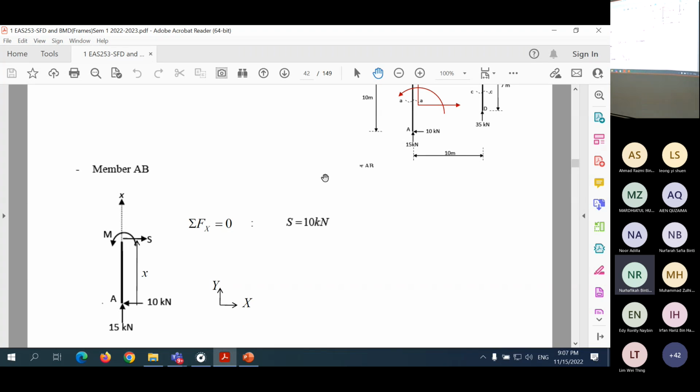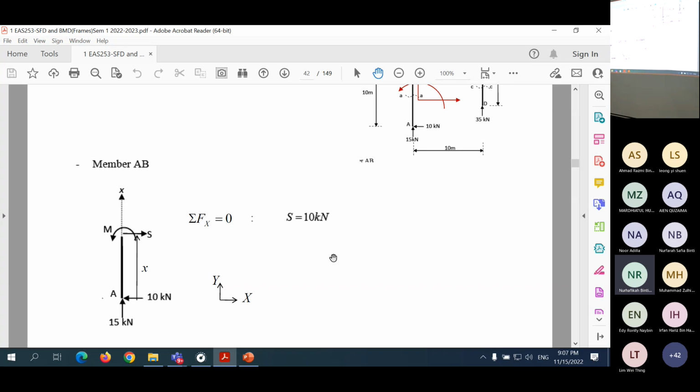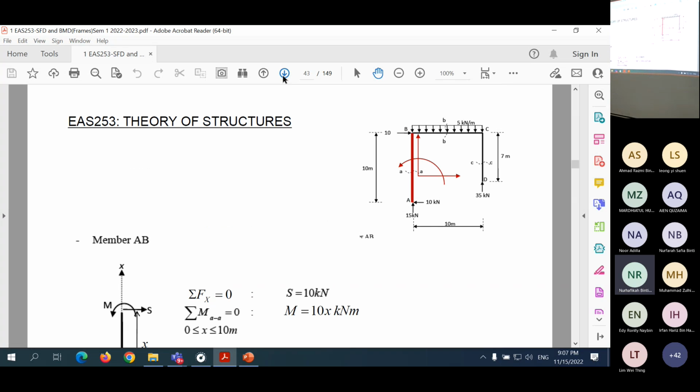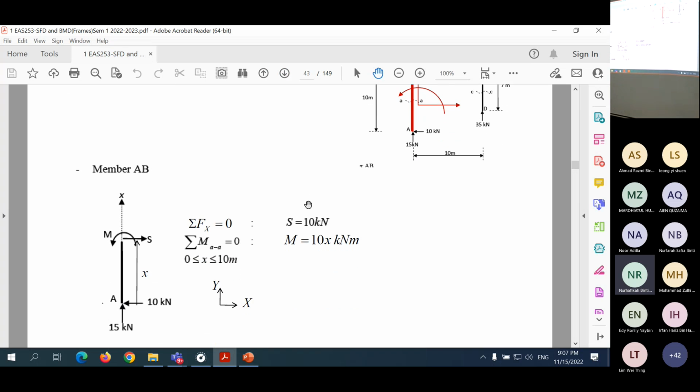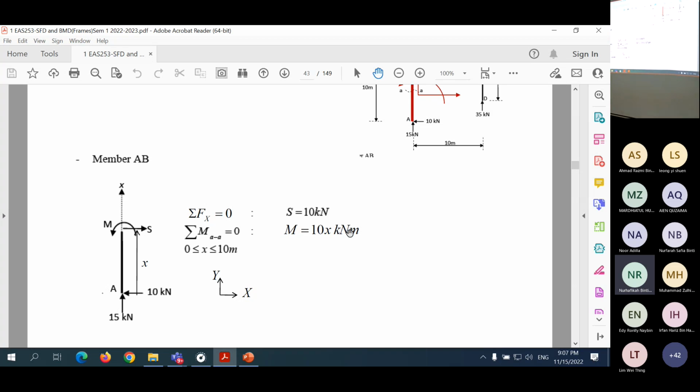Then the same thing, if you want to get the bending moment, then you take moment at the cut section. So this is the next step. You take moment at the cut section similar to the case of beam. The moment is equal to 10 multiplied with x. So this is a straight line, 10 kilonewton. So x is changing from, for this member, 0 to 10. Okay, it's for member AB. So these are the set of equations for shear force S and bending moment M for member AB.